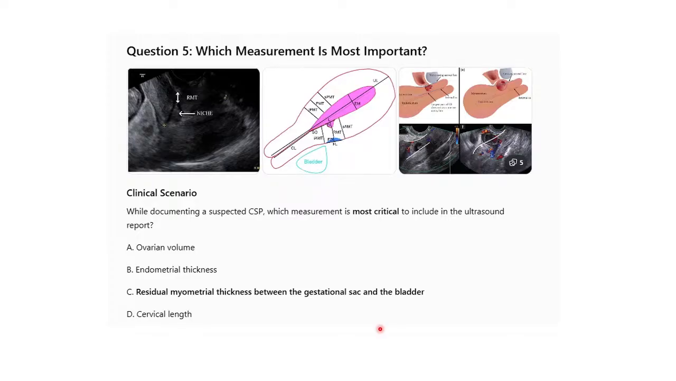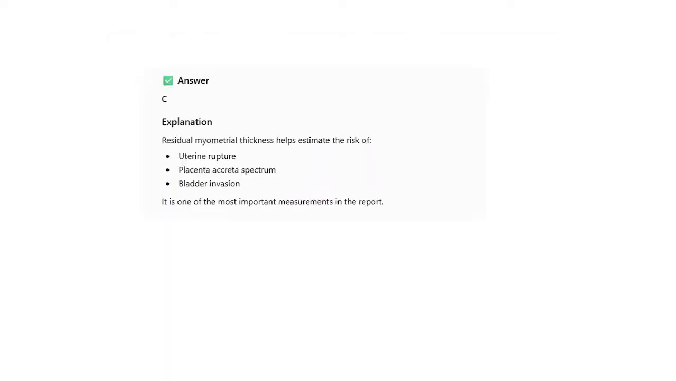While documenting a suspected CSP, which measurement is most critical to include in the ultrasound report? A, ovarian volume, B, endometrial thickness, C, residual myometrial thickness between the gestational sac and the bladder, D, the cervical length. So the correct answer is C. The explanation: residual myometrial thickness estimates the risk of uterine rupture, placenta accreta spectrum, and blood invasion.